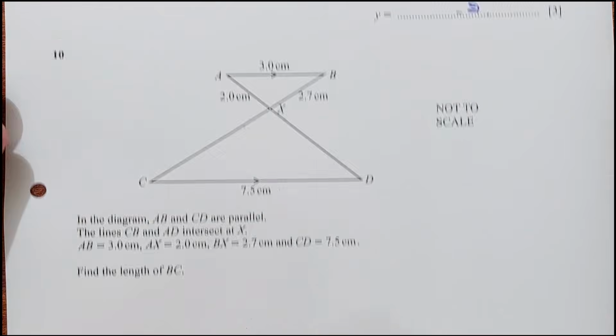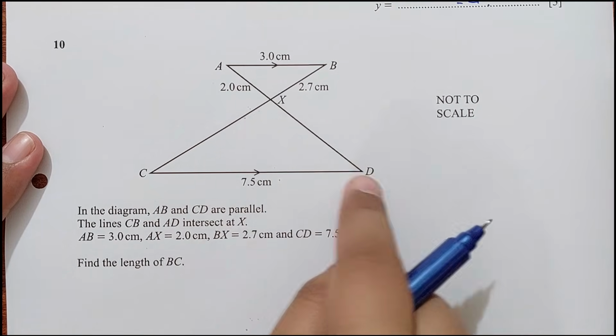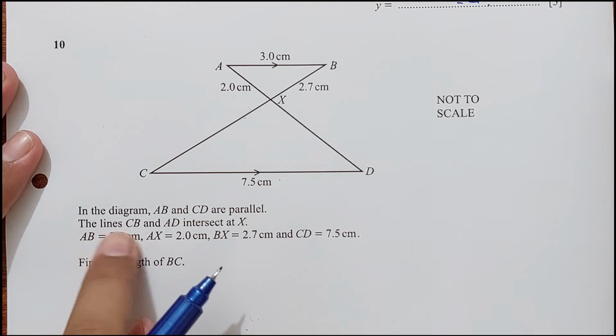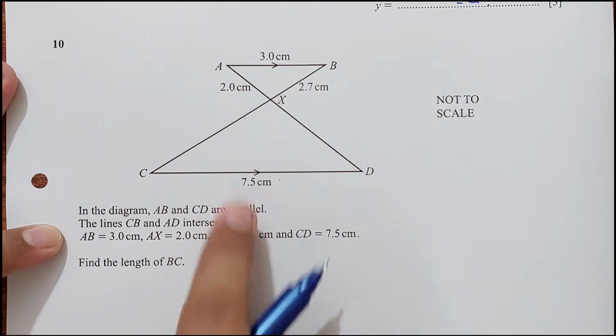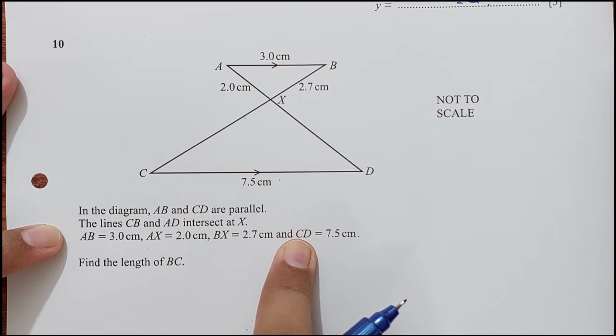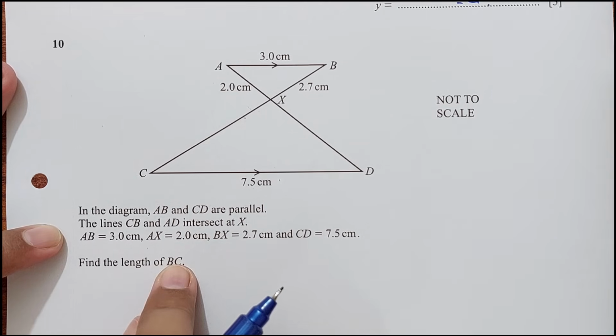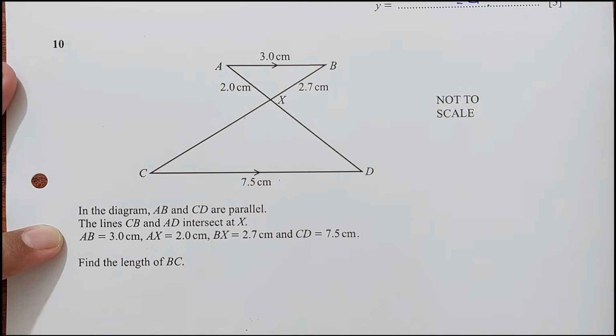All right. Question number 10. In the diagram, AB and CD are parallel. AB and CD, these two are parallel lines. The line CB and AD intersect at X. AB, AX, BX, and CD are given. Find the length of BC. This is the length we have to find.